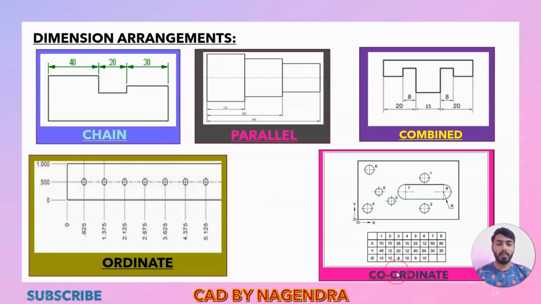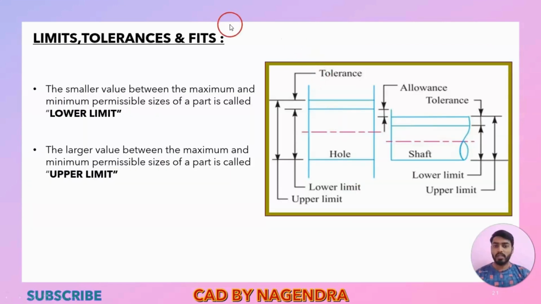Then coordinate dimension is nothing but, here we will use coordinate values, x values and y values. See, many points are there. If we give all dimensions here itself, it will get clumsy and we can't read properly. In such a case, we will create one tabular column. For the first one, the x dimension, what is the y dimension, what is the diameter. Again for the second one, what is the x dimension, y dimension, diameter. Like that we will specify in a tabular column. This is coordinate dimension. Now we will see about limits, tolerances and fits.